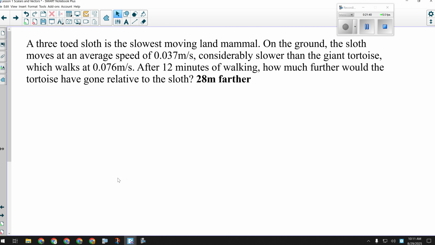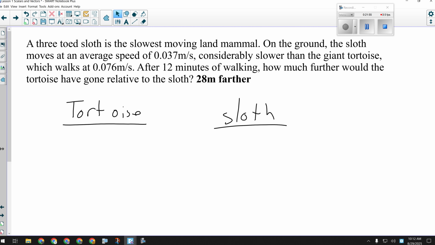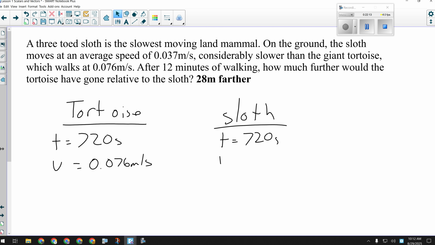All right, so we can go tortoise, and sloth. This is not a race anyone wants to watch. It would be really, really boring. So our time would be 720 seconds. For the tortoise, the speed is 0.076 meters per second. For the sloth, same time, 720 seconds, but the speed for the sloth is 0.037 meters per second.